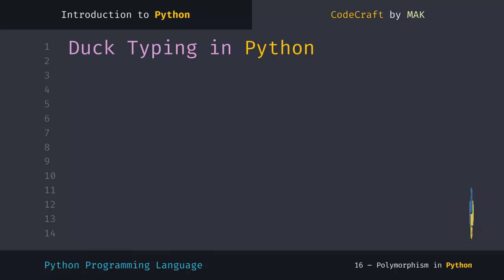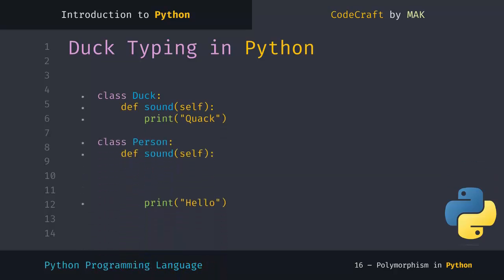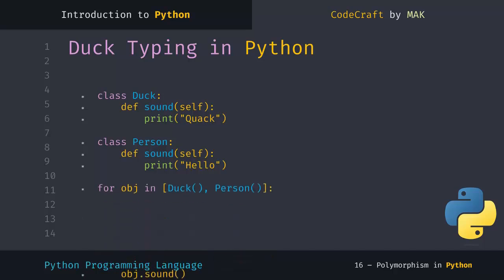Python also supports duck typing. If an object has the right method, it can be used regardless of its class. Example, if it walks like a duck and quacks like a duck, it's a duck. For example, class Duck with function sound prints quack, and class Person with function sound will print hello.